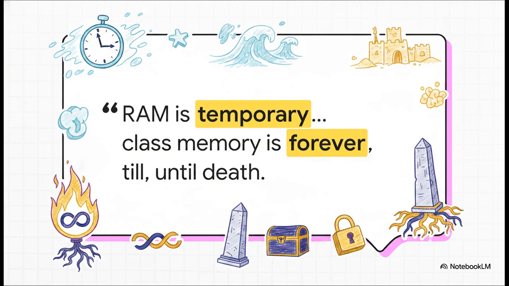To set the stage, I absolutely love this wonderfully colorful contrast between temporary RAM and permanent flash memory from our source material. It describes RAM as just come and go, use and throw, whereas flash memory is forever, until death. It's a slightly dramatic but super accurate way to highlight that if you actually want your data to survive turning the device off and on again, you rely entirely on flash.